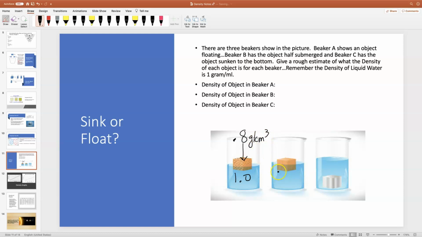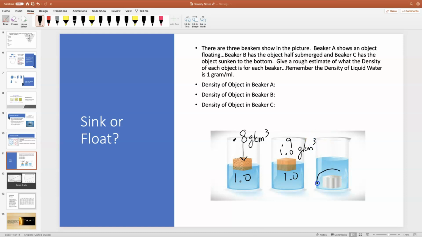This one's kind of at the top of the water, but it's almost like half sunken in. So I'm going to choose something really close to water. I know that the density of water is 1, and since it's still floating, but it's kind of half submerged, I'm going to go with something like 0.9. You would even get away with saying 1.0. Again, grams per cubic centimeter.